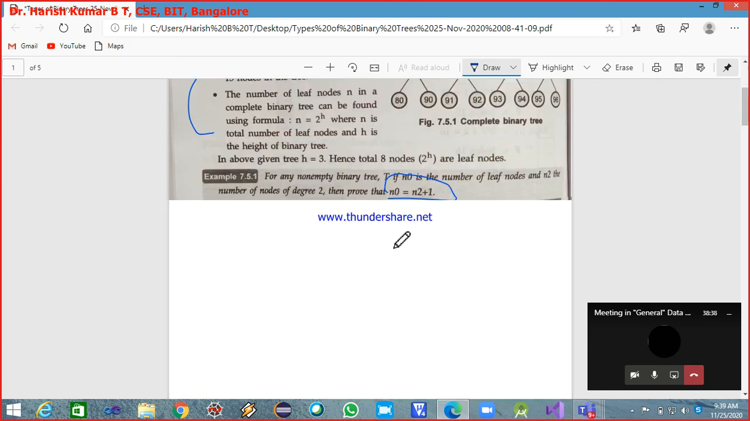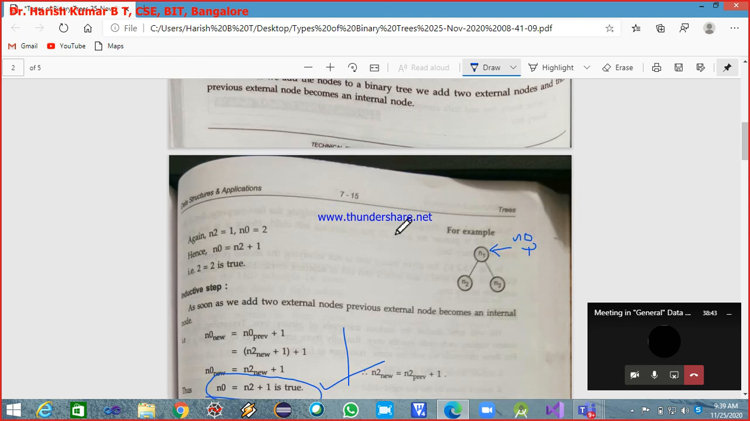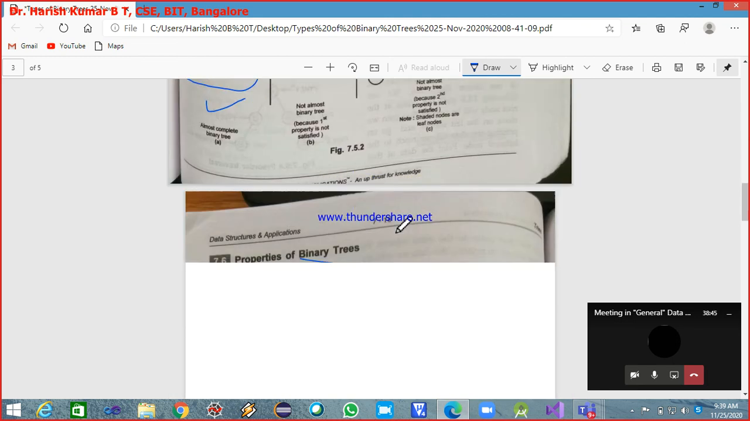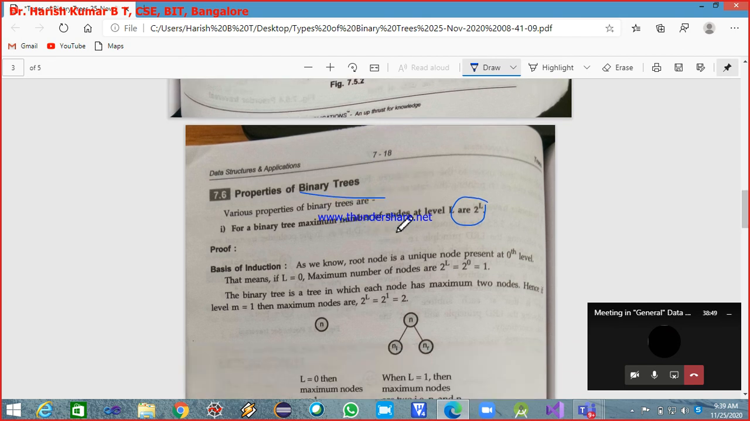But now we are discussing the general properties of binary trees, so we're not restricting it to just the complete binary tree. When writing the properties of binary trees, I don't state the specific number of nodes that should be present inside the tree. What I say is that the maximum number of nodes that can be there in a binary tree at level L is given by 2 raised to L.